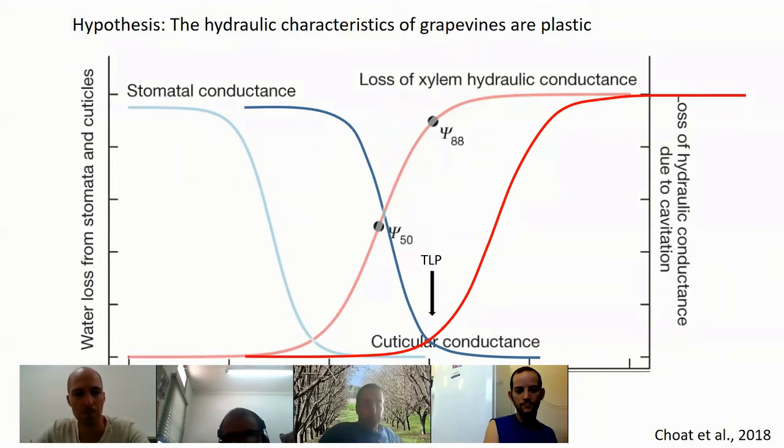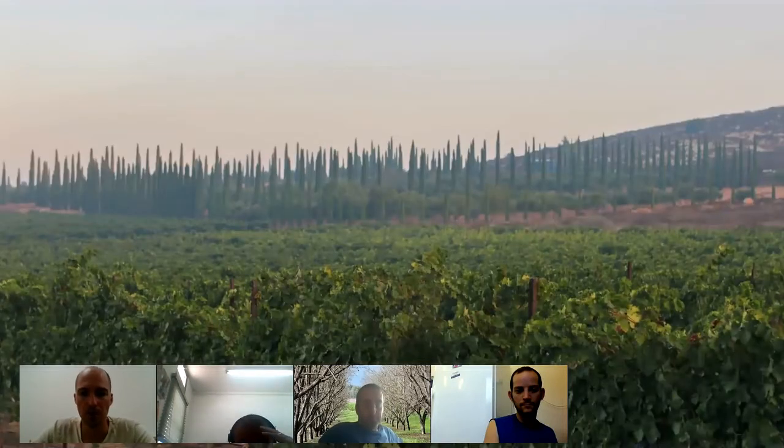So what did we do? We went to Ishai's vineyard in Shiloh, and it's a Merlot vineyard. And what I'm showing you here, we measured all kinds of physiological parameters. I'm showing you only the treatment that was not irrigated. We have other treatments which I will show later, but now I'm showing you how non-irrigated grapes behaved.